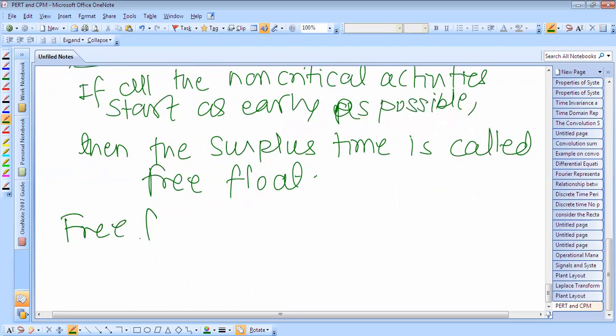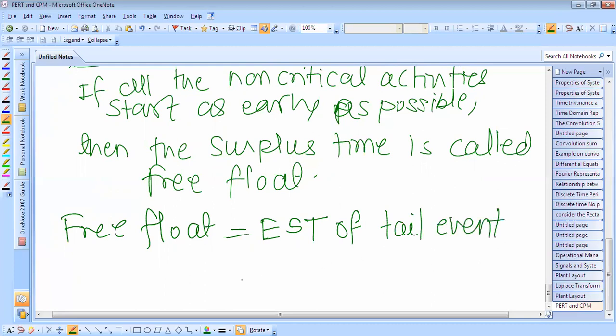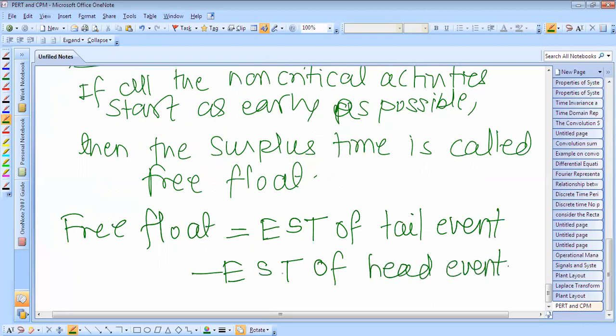So free float is equal to earliest start time of the tail event minus the earliest start time of head event minus the activity duration. In this way, we can calculate free float.